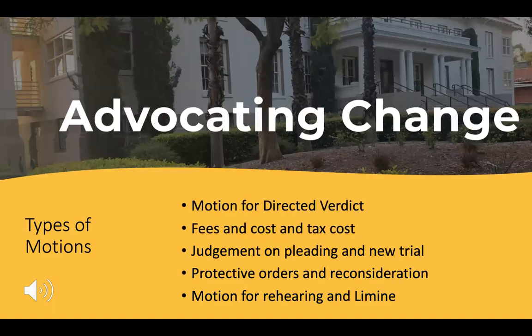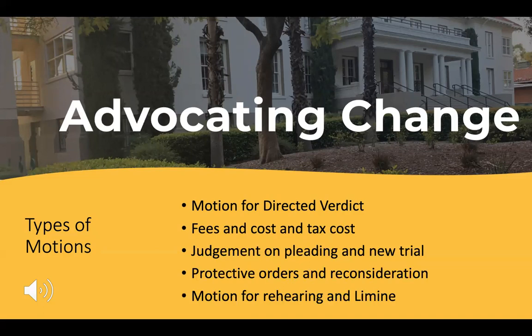Now we will go over the types of motions there are. Motion for directed verdict, which is a motion to direct a verdict based on inadequacy of evidence presented to prove the case or support a defense. Motion for fees and costs is a motion to fix fees by the prevailing party. Motion to tax costs is a motion to avoid the request for fees and costs.